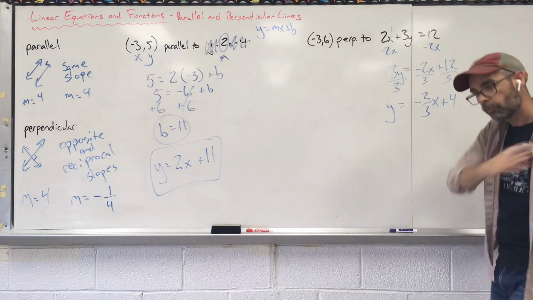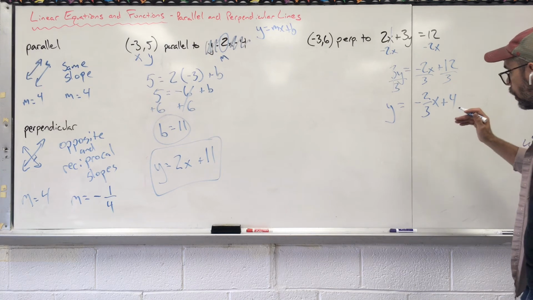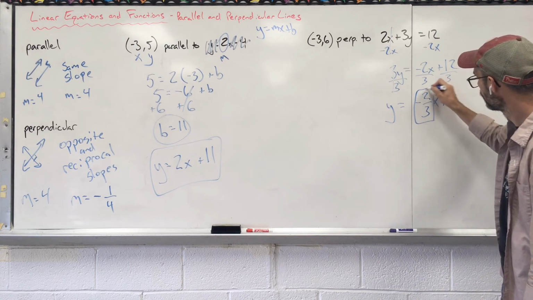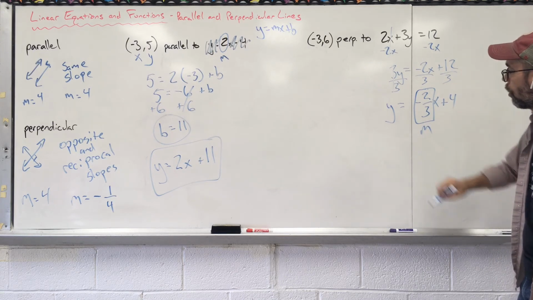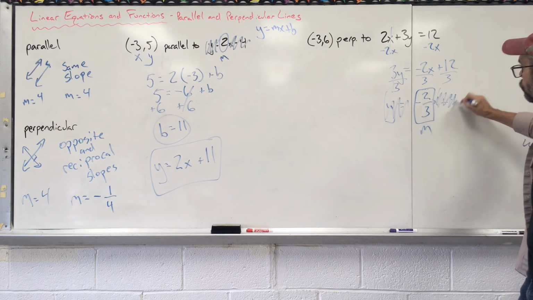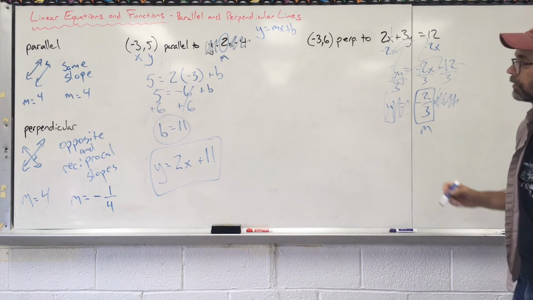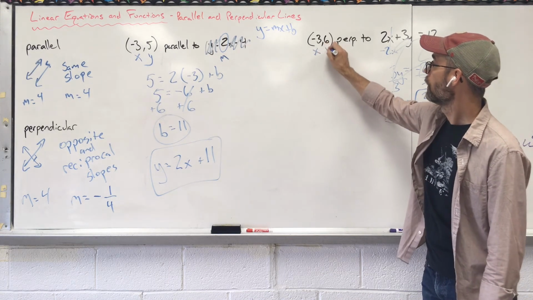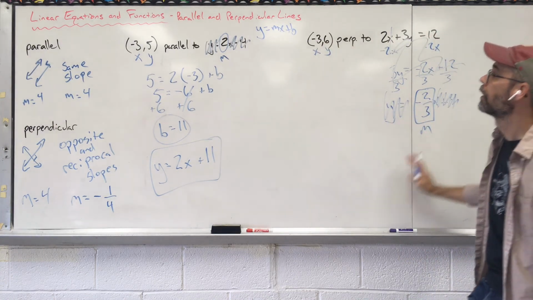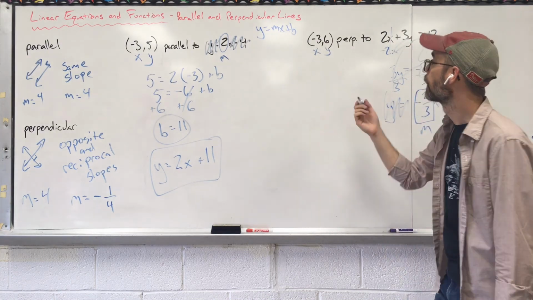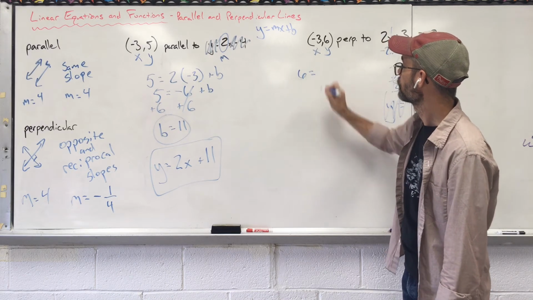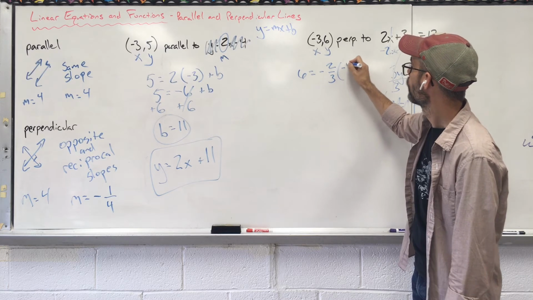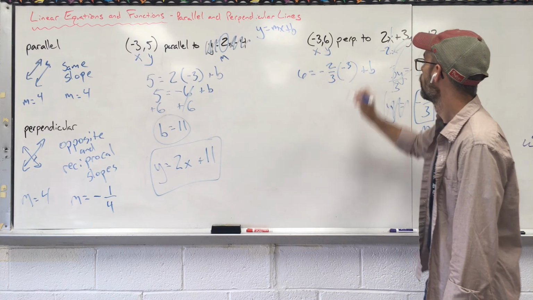Okay, great. We did a whole bunch of work, but we don't need all of it. The only thing I need is that. Trash, trash, useless. Okay, let's take our coordinate, x and y, our m, and plug them into our formula. 6 equals -2/3 times -3 plus b.